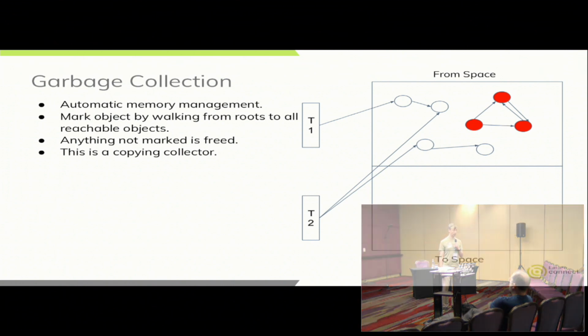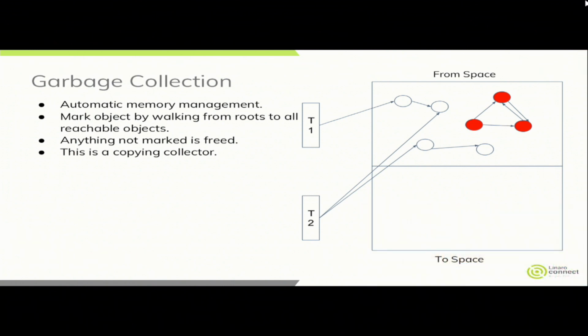Here I have a couple of threads. They have their own stacks. There's references from the stacks into the object graph. And here we see references from stacks to the circles, which are objects. The red triangle of circles are objects that are not reached and would be regarded as garbage. Observe that we don't do reference counting, so those objects pointing to each other in the red triangle won't survive.